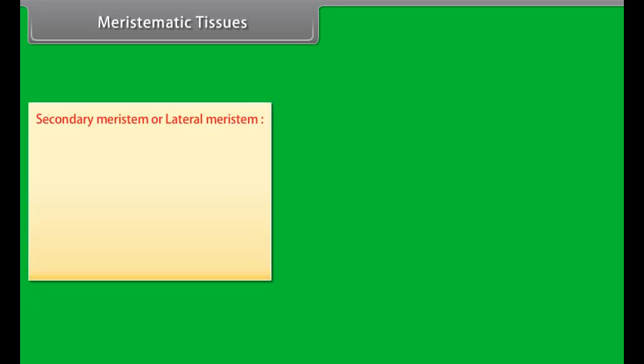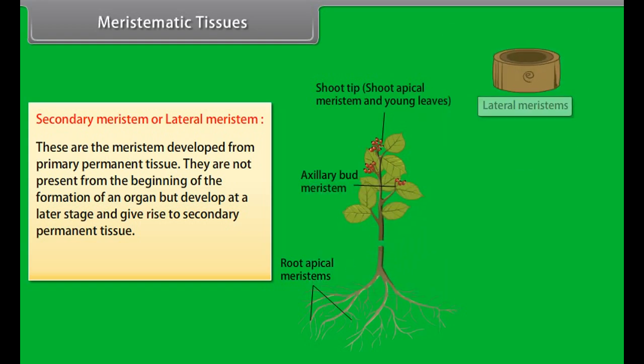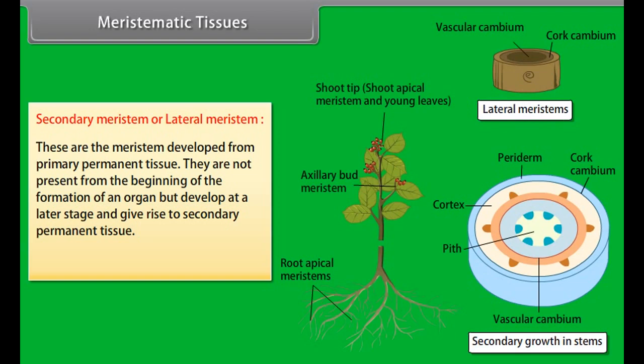Secondary meristem or lateral meristem. These are the meristem developed from primary permanent tissue. They are not present from the beginning of the formation of an organ, but develop at a later stage and give rise to secondary permanent tissue. For example, cambium of roots.